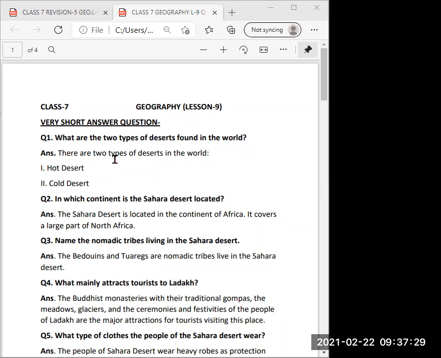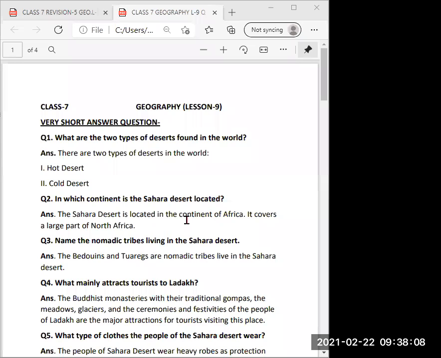Okay, we will revise from the first question itself. What are the two types of desert found in the world? There are two types of desert in the world. How many types of desert are there? Two types. Hot desert and cold desert. Clear? Hot desert, which desert we have learned? Sahara. And cold desert? Ladakh. Very good.